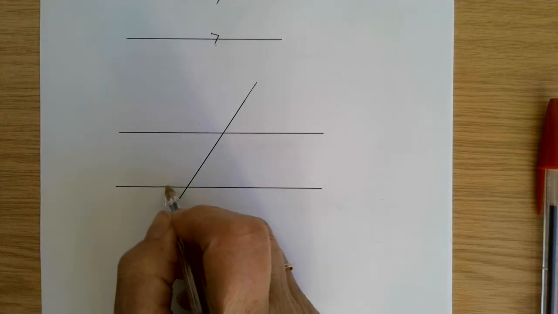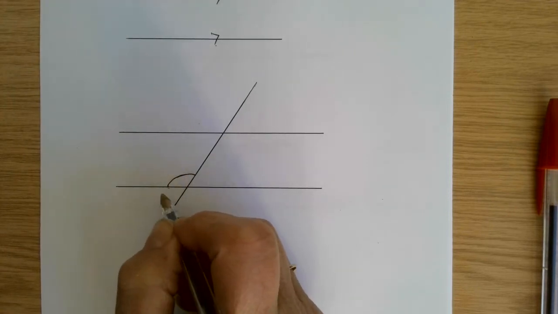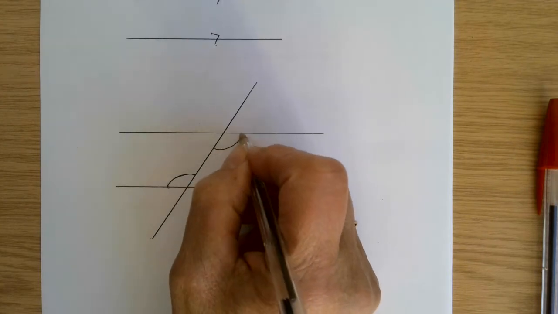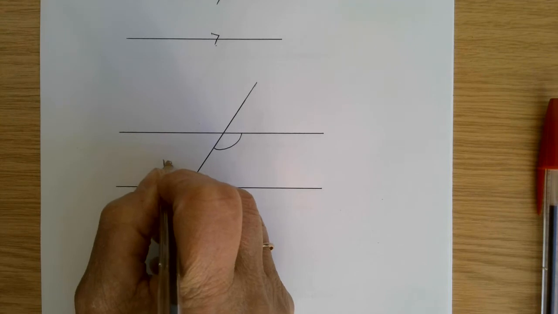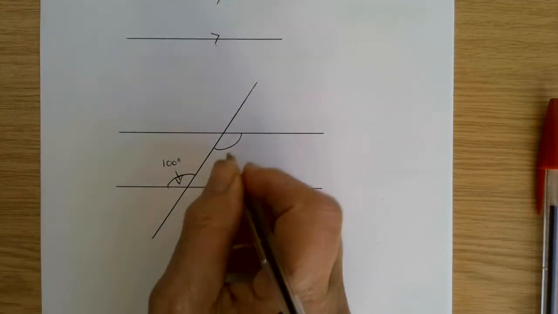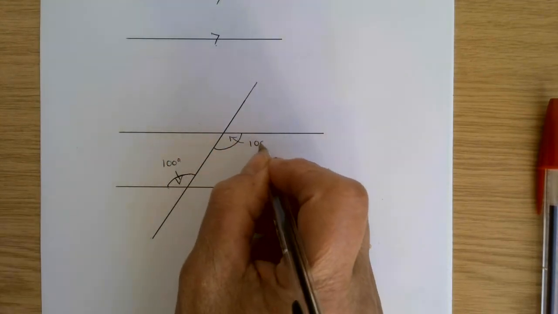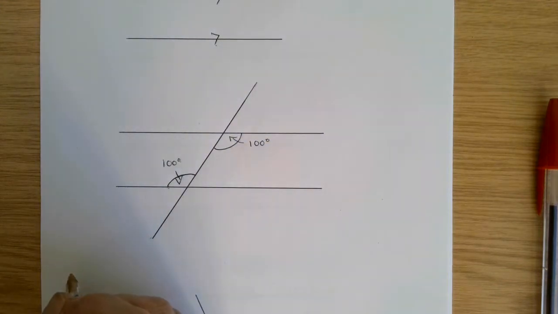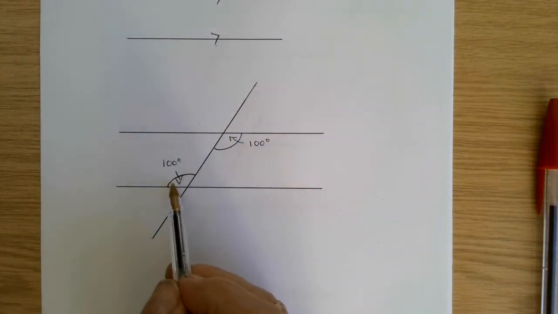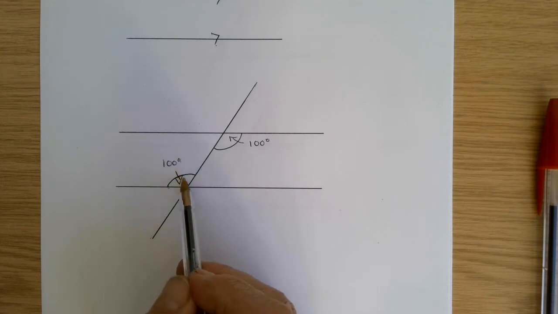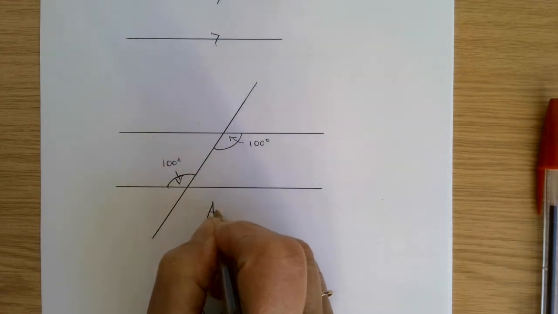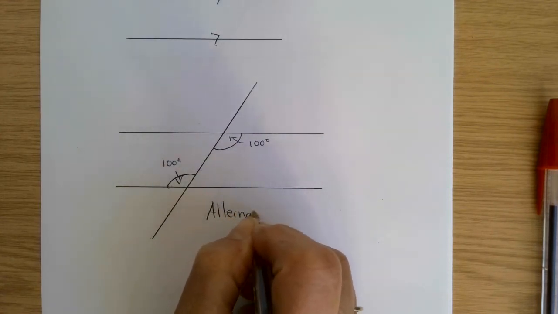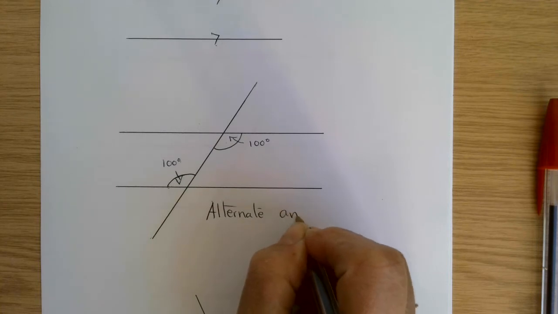So, if we have an angle here and an angle here, and this is 100 degrees, this one is also 100 degrees. You won't be asked to measure them, you'll be told that one's 100 degrees, what is the other one, and that these are both 100 degrees because they are alternate angles.